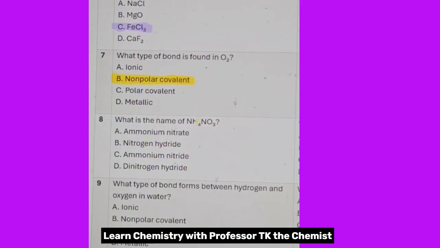What is the name of NH4NO3? Now remember, what did I tell you earlier? If you see three or more elements combined, you're going to have an ATE or ITE ending. Hint, hint. What type of bond forms between hydrogen and water? Good job. Those of you all that are saying C, excellent, excellent.